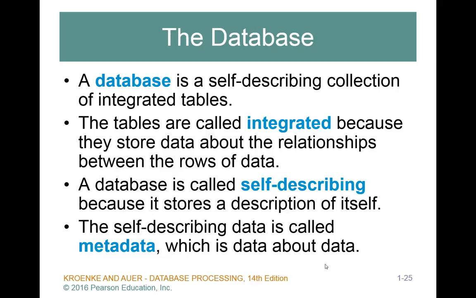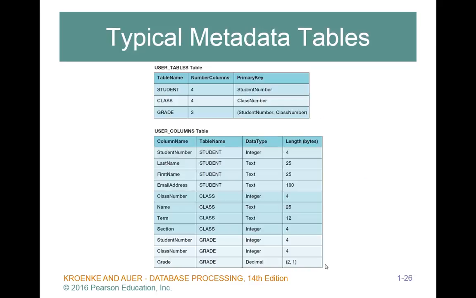The last two bullet points: the database is called self-describing because it stores a description of itself. That's the reason why it's called self-describing. And that self-describing data is what we call metadata, which is data about the data. Okay? So here's an example of metadata within a database.